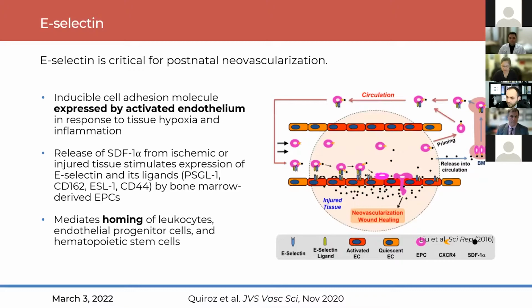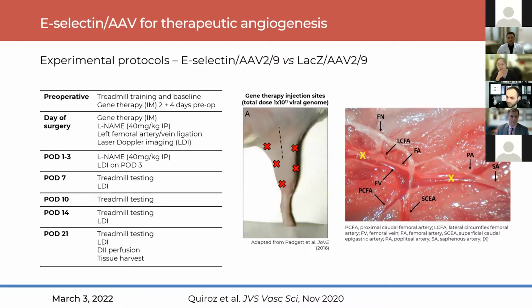Like I briefly mentioned, E-selectin is a cell adhesion molecule, and its expression is induced by ischemia and tissue injury on endothelial cells. Via expression of E-selectin, the endothelium is able to recruit leukocytes and, importantly, endothelial progenitor cells to areas of ischemia and wound healing. And in this way, these endothelial progenitor cells are able to participate in neovascularization. So our overarching goal has been to increase the tissue levels of E-selectin to improve recruitment of endothelial progenitor cells and hopefully improve perfusion to the ischemic limb.